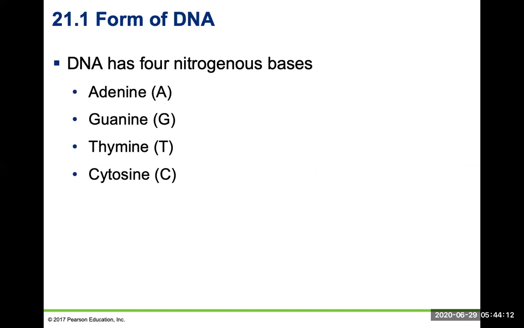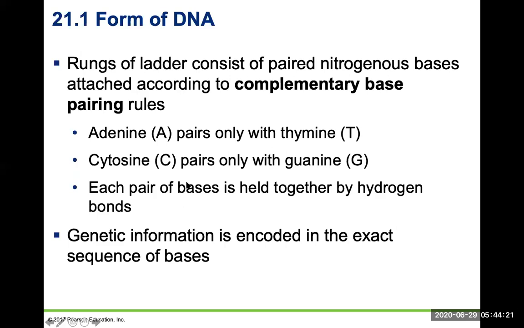The DNA has four nitrogenous bases: adenine, guanine, thymine, and cytosine, and they're all labeled with their appropriate letter. The rungs of the ladder consist of the pairs of nitrogenous bases that are complementary paired together. Adenine always pairs with thymine, so you'll always see A and T together, and cytosine always pairs with only guanine. And each pair of bases is held together by hydrogen bonds. That's important to note because hydrogen bonds can be easily dislocated, so the DNA can be replicated. And genetic information is encoded in the exact sequence of these bases.